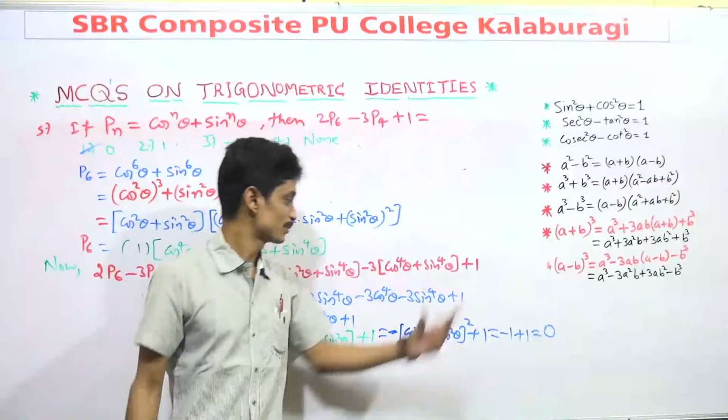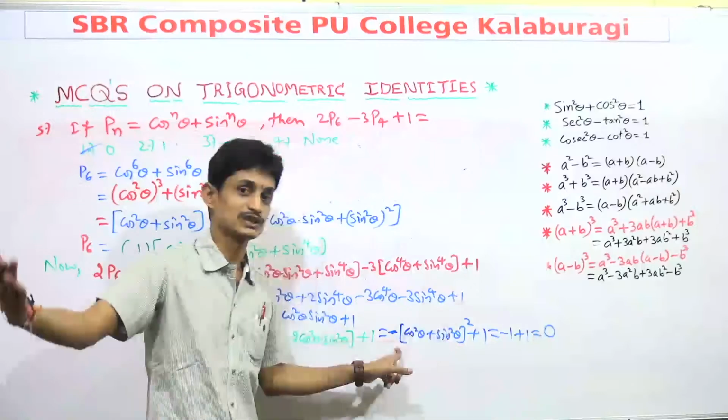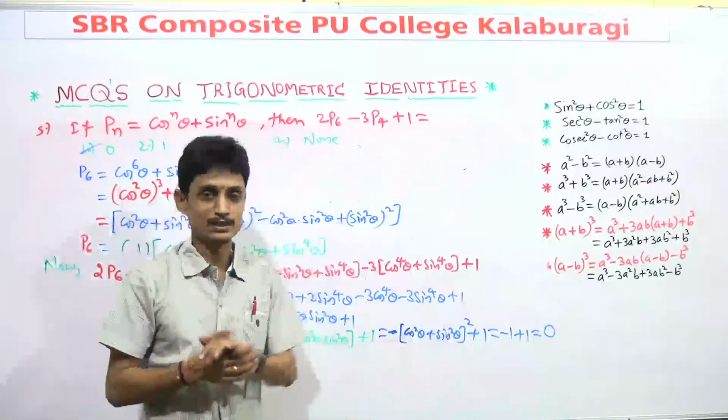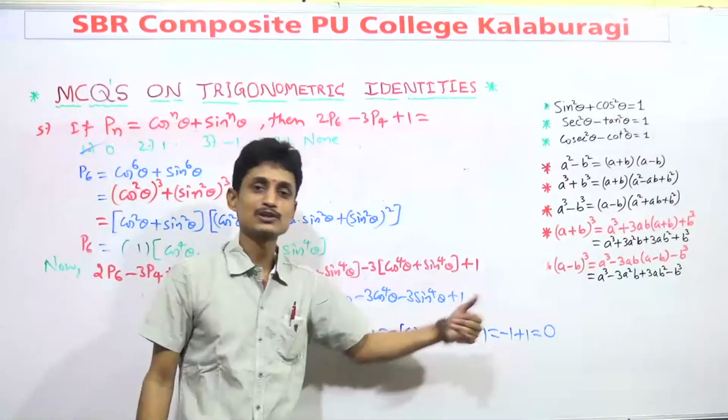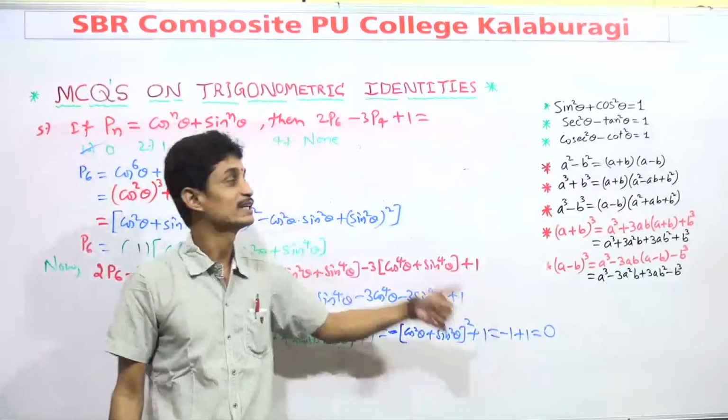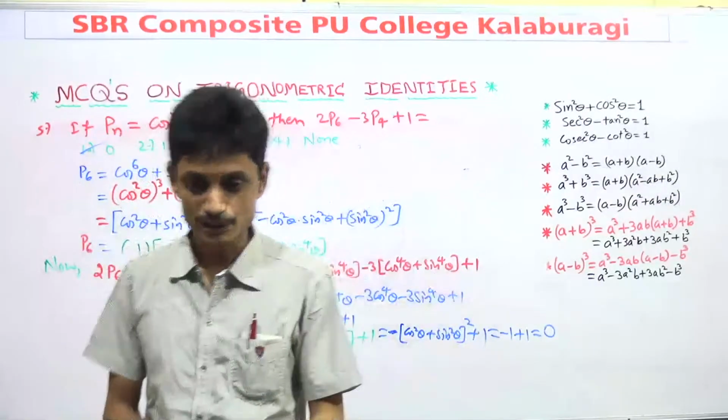What is a whole square? This value will be 1. 1 square is 1. Minus sign is outside. Minus 1 whole square is plus 1. But minus 1 square is minus 1. So minus 1 cancel. The answer will be 0. Okay, Simran?